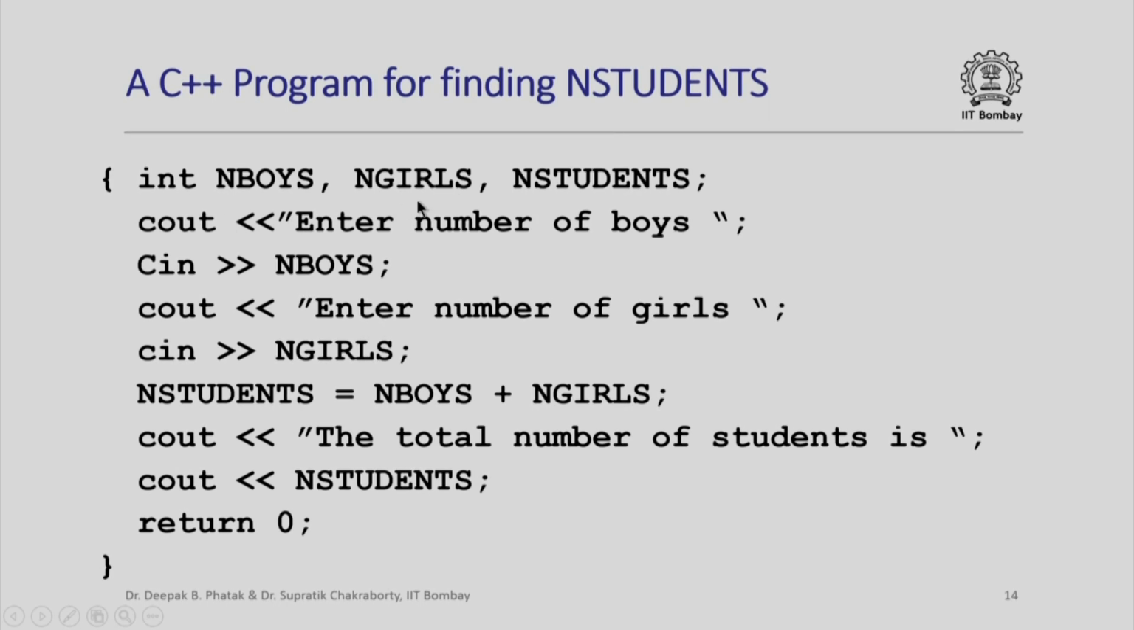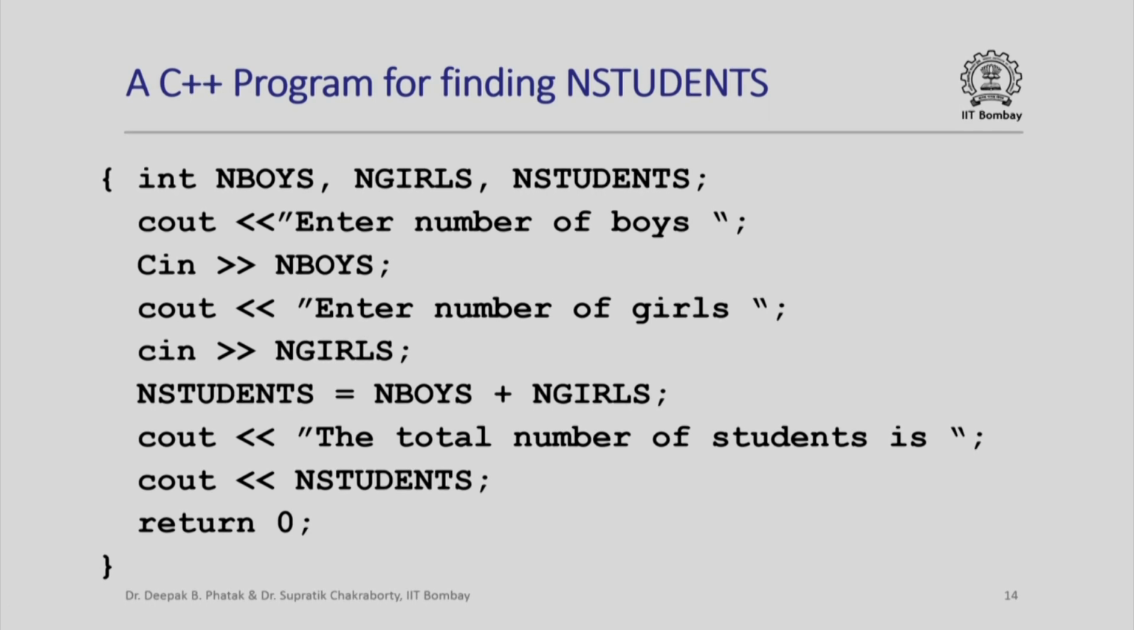Int n boys, n girls, n students. We do not know what int is, but do we not suspect that this is something like a declarative statement which tells C++ that we are going to use these three names? cout << enter number of boys, cin >> n boys. Now why less less, greater greater, we do not know, but cout and cin do distinctly ring a bell in our mind. This is probably an output statement, this is probably an input statement. In fact, it is so.